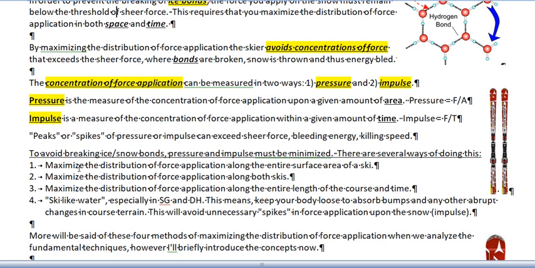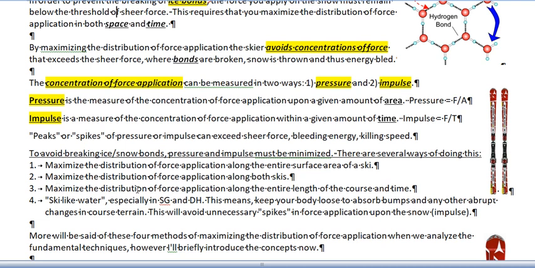One is to maximize the distribution of force application along the entire area of the ski. So this is pressure. You want lower pressure everywhere. If you spread it out evenly along the whole length of the ski, not just in the tip, not just in the tail, but evenly spread out, you minimize the pressure and decrease the risk of exceeding shear force. Maximize the distribution of force along both skis, so don't load it up on one ski or the other. Spread it evenly as much as possible along both skis, so you utilize the maximum surface area to decrease the pressure.